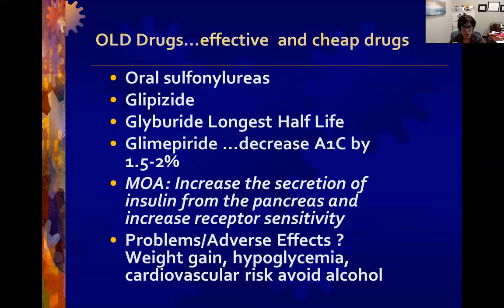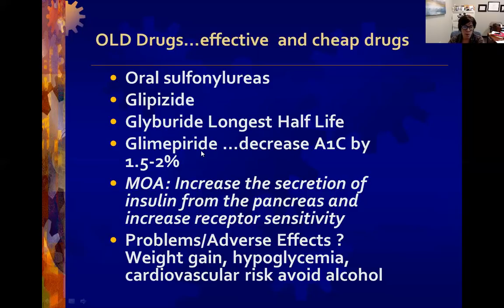Okay, next classification of drugs. I'm not sure if you're seeing these on clinical. You probably are. But they're old drugs. They're probably the first ones that were out. They're cheap, but they're not as good as metformin. But again, these used to be the first line drug, oral sulfonylureas. The names are glipizide, glyburide, and glimepiride.